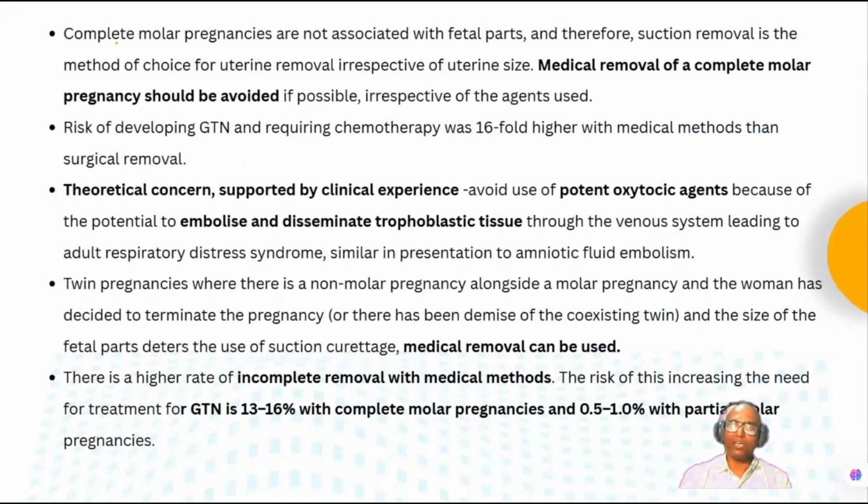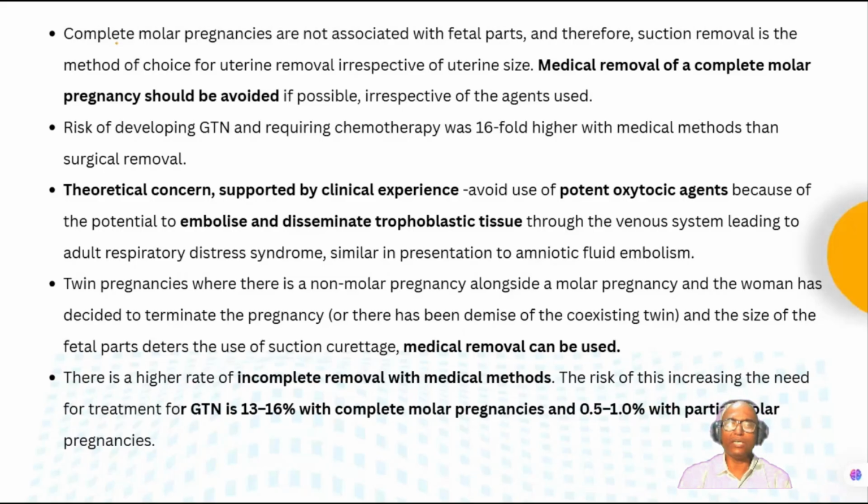Okay, so complete molar pregnancies are not associated with the fetal parts, and therefore suction removal is the method of choice for uterine removal irrespective of the uterine size. Medical removal of a complete molar pregnancy should be avoided if possible, irrespective of the agent used. So irrespective of the size, in cases of complete mole, the suction evacuation is the mode of choice. They may give you the size of the uterus 24, 26 weeks, but if it is a complete mole, suction evacuation is the method of choice. Risk of developing GTN and requiring chemotherapy is 16-fold higher with medical methods than the surgery. That is why, because if you go for medical methods, the risk of treatment for GTN is 16-fold higher.